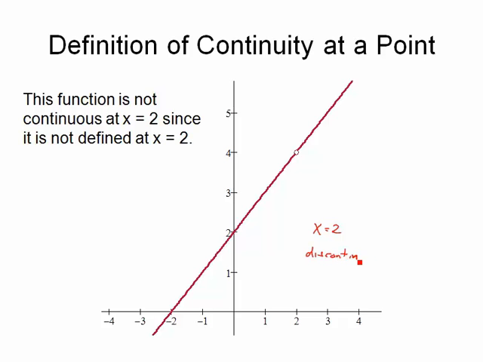In both of these cases, the reason why they were discontinuities is because the function was undefined there. It was either undefined because of the open circle or undefined because there was a vertical asymptote there.